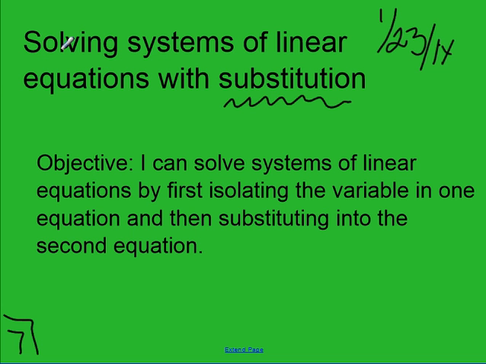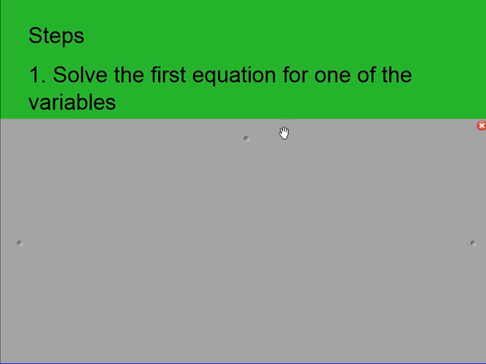So today we are going to solve systems of linear equations by isolating the variable in one equation and substituting it into the second equation. That's where the term substitution comes in. Let's look at the steps. The steps aren't going to make a lot of sense until we work through some practice examples, so bear with me. First, we need to solve the first equation for one of the variables.